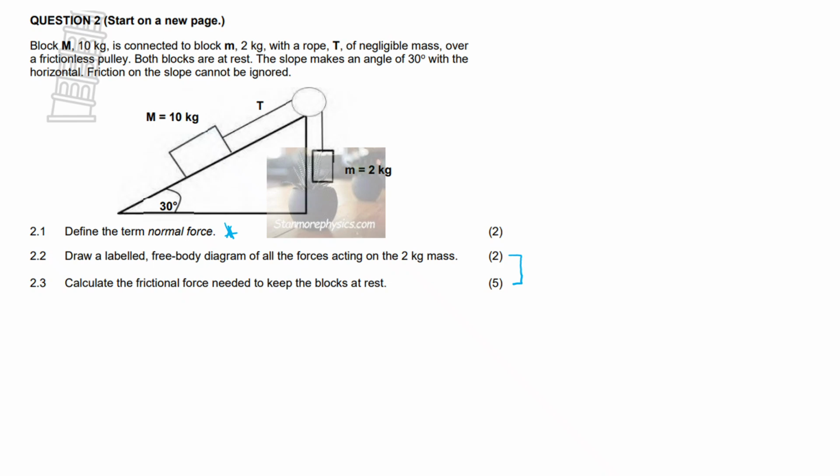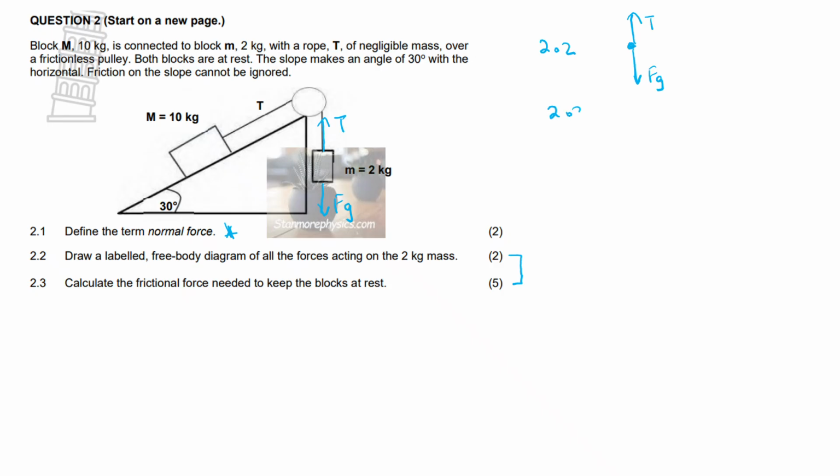For 2.2, they want us to draw a free body diagram indicating all the forces on the 2 kg block. Look at this. The 2 kg block, we have the tensional force going up, and we're going to have my Fg going down. So the free body diagram for 2.2 will be tension up and Fg. Then you're going to collect the 2 marks for just writing it like that.